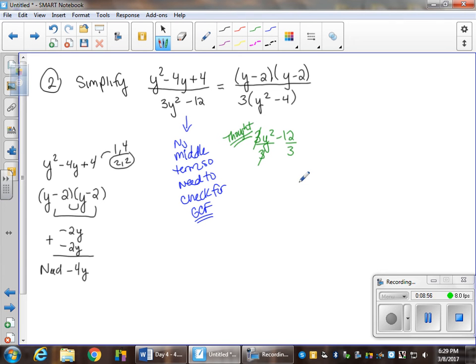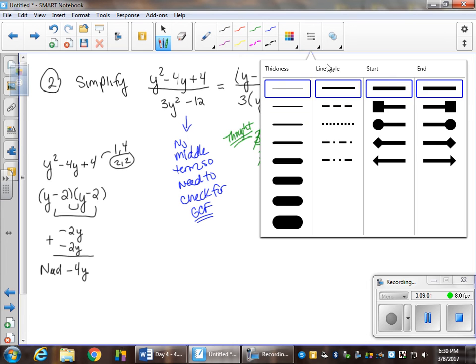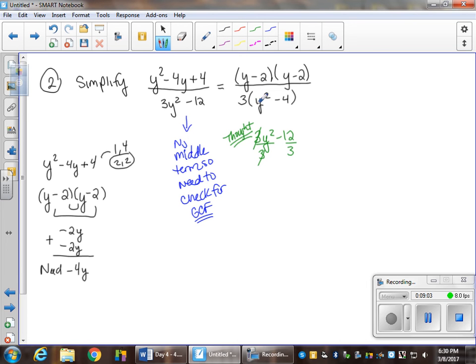Okay, let's continue. Are we done factoring? The answer, no. Why? Because notice, I have another difference of 2 squares. Well, actually, I shouldn't say another. It's the first time it's happened in this assignment. But this is a difference of 2 squares. Difference meaning subtraction, squares. Here's a perfect square, and here's a perfect square. So the numerator is still y minus 2 times y minus 2. Denominator, that 3 is still along for the ride. Y plus 2 times y minus 2.